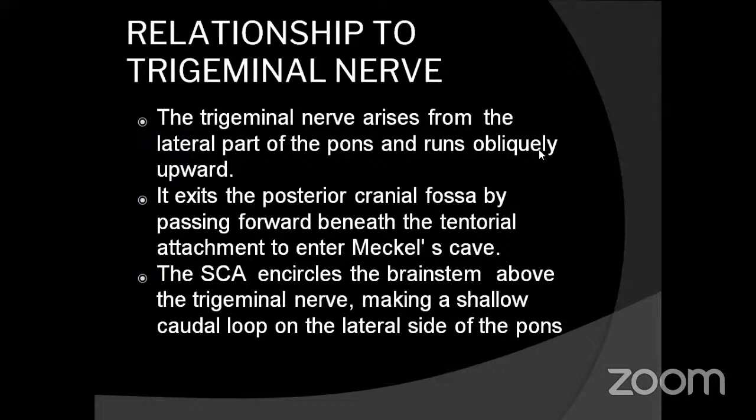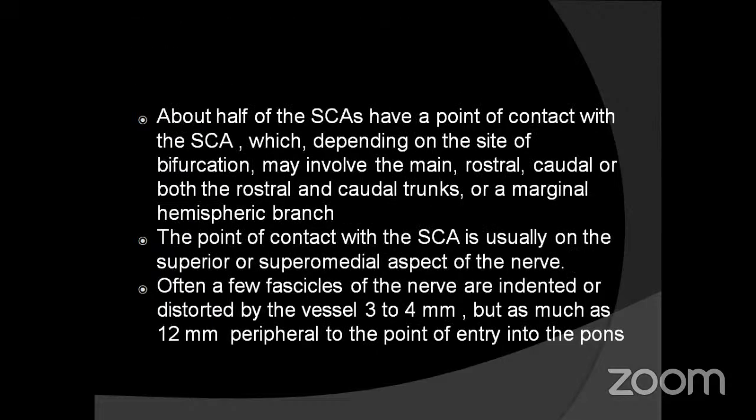So the trigeminal nerve arises from the lateral part of the pons and runs obliquely upward. It exits the posterior cranial fossa by passing forward beneath the tentorial attachment to enter Meckel's cave. The SCA encircles the brainstem above the trigeminal nerve, making a shallow caudal loop on the lateral side of the pons, as we have discussed previously. About half of the SCAs have a point of contact with the nerve, which, depending on the site of bifurcation, may involve the main rostral or caudal trunk or both the rostral and caudal trunks or marginal hemispheric branches.